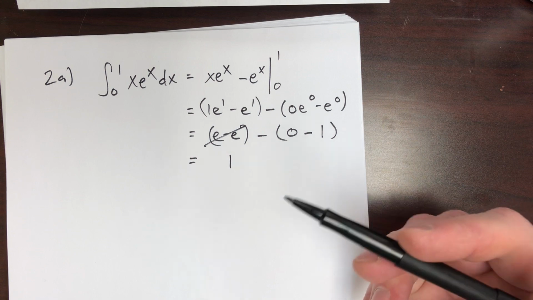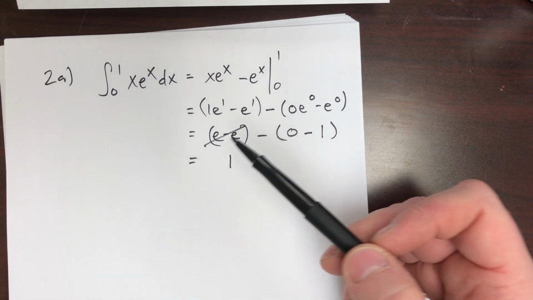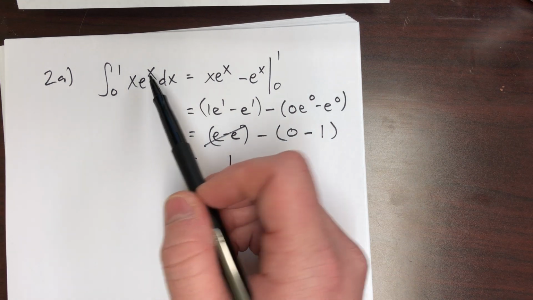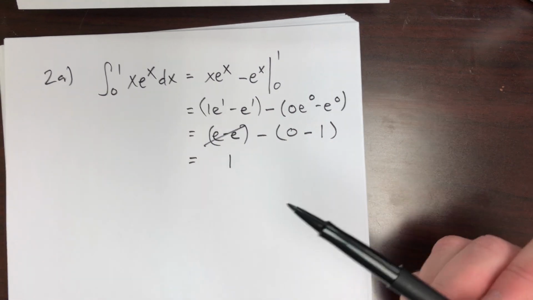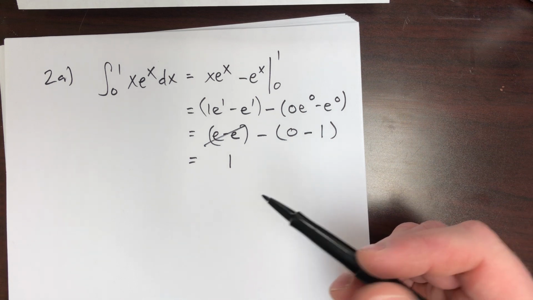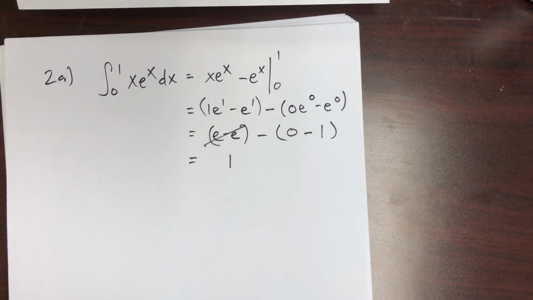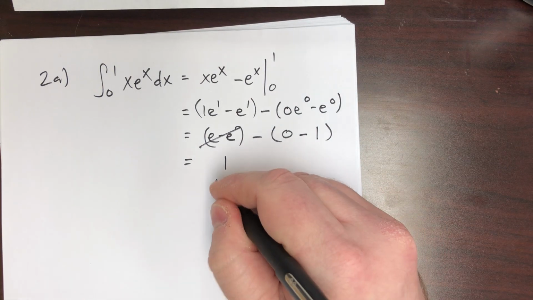So, fun fact of the day, the area under the curve from 0 to 1 of this curve, x e to the x, is exactly 1. Isn't that just wonderful?